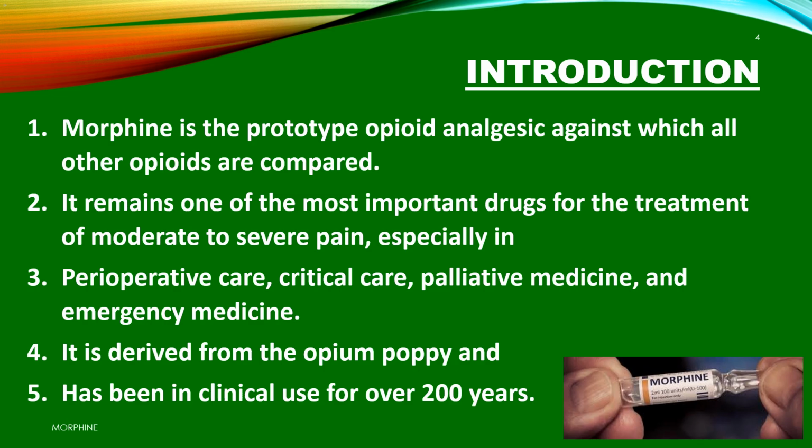Introduction to morphine. 1. Morphine is the standard opioid analgesic used for comparison with other opioids. 2. It is a crucial medication for treating moderate to severe pain. 3. Morphine is used in various medical settings, including perioperative care, critical care, palliative medicine, and emergency medicine. 4. It is derived from the opium poppy, a natural source of opioids. 5. Morphine has been in clinical use for over 200 years, demonstrating its long-standing effectiveness and importance in pain management.